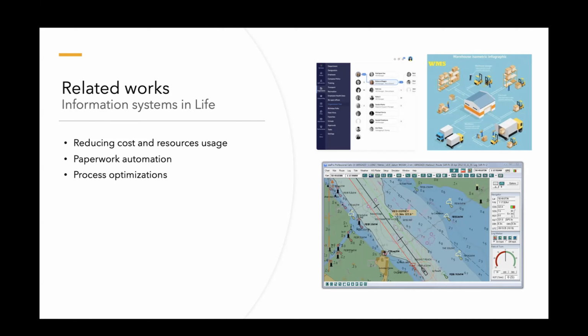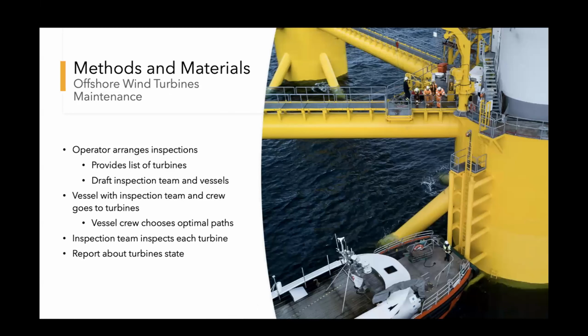The common examples are staff management systems, warehouse management systems, navigation systems, and a variety of simulators and others. This work is the first step of developing a system that should optimize resource usage and reduce operational costs. The first task is researching how offshore wind turbine maintenance is performed. There was research on related papers and conversations with specialists.